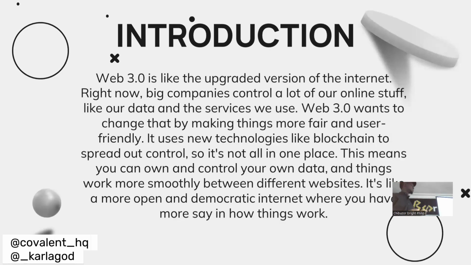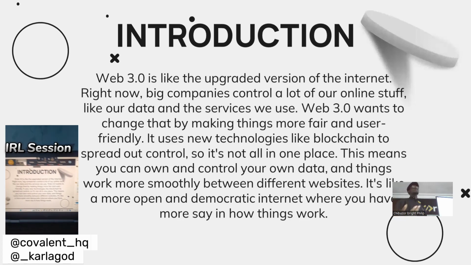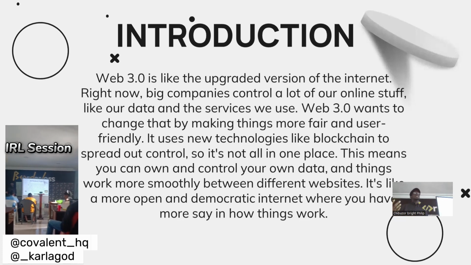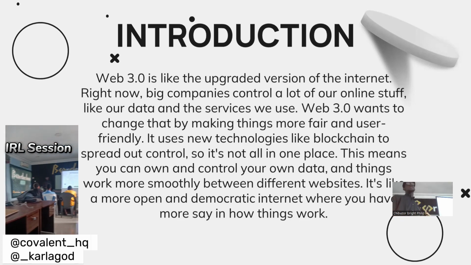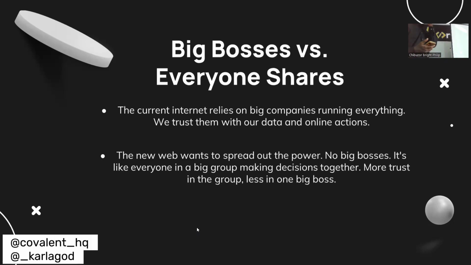Web3 is like an upgraded version of the internet, the internet of the future, whereby you don't need to trust any authority with your data. You control your data and you decide what happens with it. In the current web, Web2, we trust big brands to control our data and everything we put out there. But on Web3, we are going to have a say in the data we put out there. So big bosses versus everyone shares.